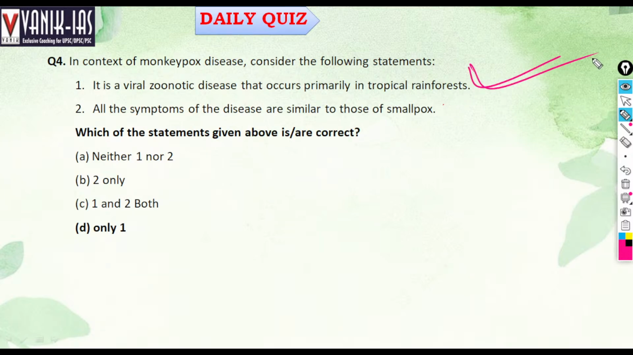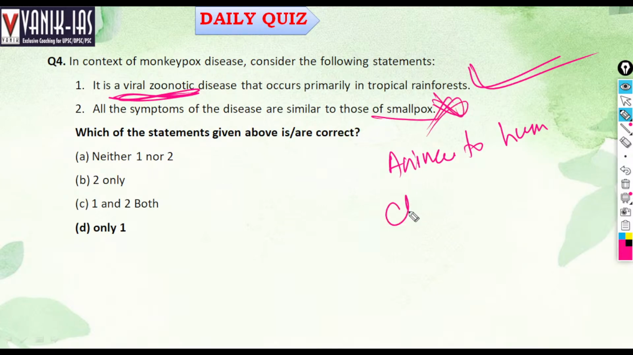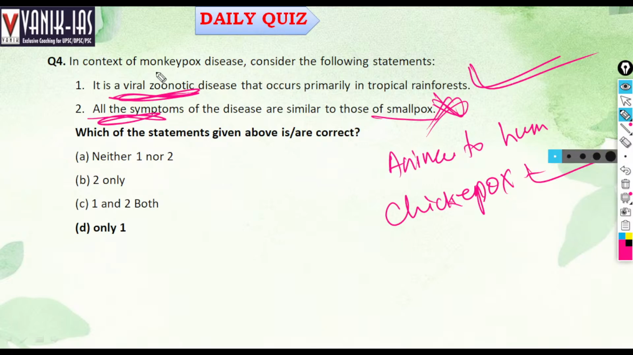Viral zoonotic disease. Zoonotic disease means a disease that is transferred from animal to human being. Right. It is a virus. All the symptoms similar to those of smallpox? No, the majority of the symptoms are like chicken pox. Never will all the symptoms be similar to smallpox, because they are two different diseases. So this is wrong. It is somewhat similar to chicken pox, not smallpox. So this is a viral zoonotic disease, that is monkeypox.